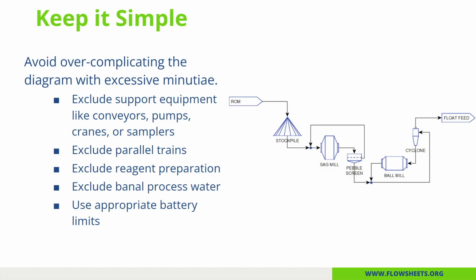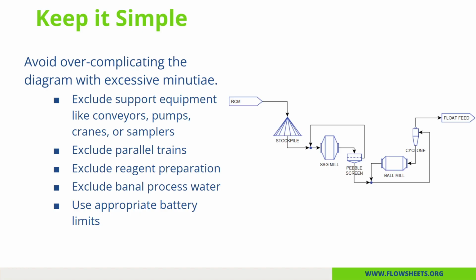Exclude things like reagent preparation. By all means, say that you're adding reagent at whatever point, but no need to have the xanthate bag going into the mixing tank and then a pump taking that to the dosing tank and then a pump taking that to each point in the plant. It's just too much information. The diagram's not going to be easy to read. So just exclude that kind of information from the flow sheet as much as you can.